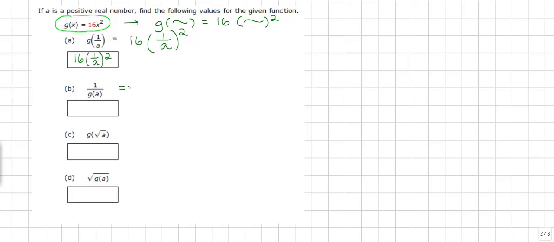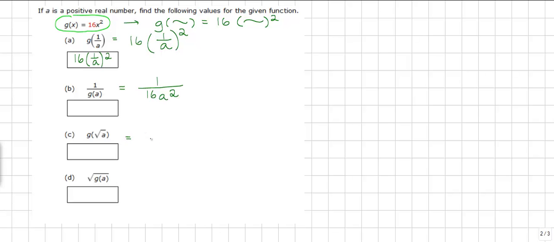In contrast, part B is 1 divided by g of a. So this will be 1 divided by what g of a represents. And g of a is the output of g of x associated with x equals a. So I would substitute in a for x, and I would get 16a squared.